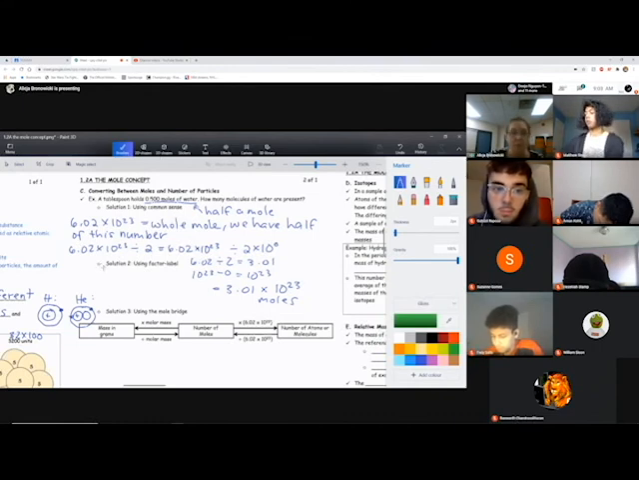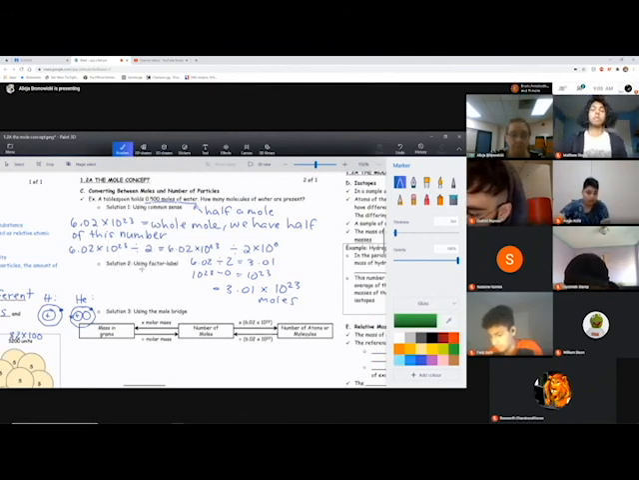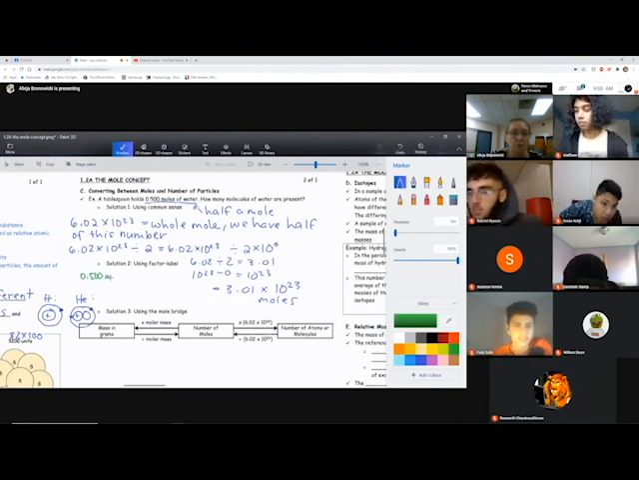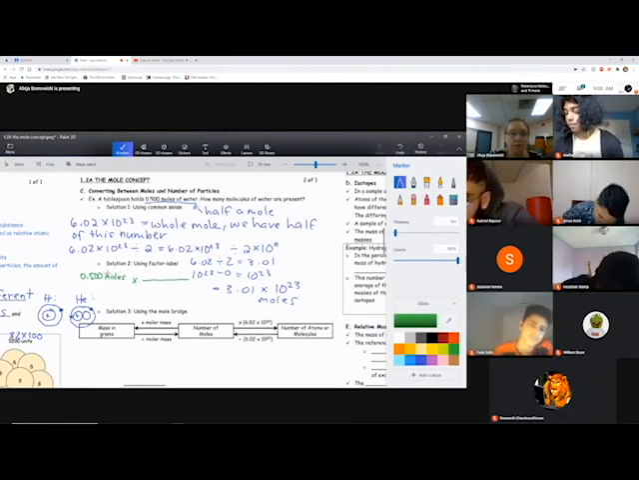Okay, so using factor labels. This is my favorite way to solve questions like this. It's a very versatile way. So with factor label, you have some starting quantity. So I have 0.500 moles. Okay. And now I set up a conversion factor. So what I want to cancel is moles.